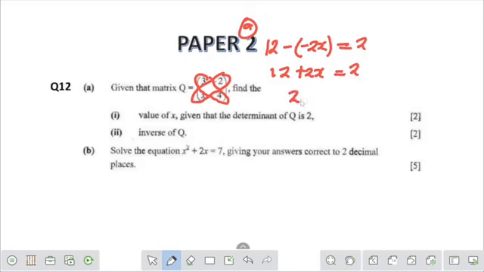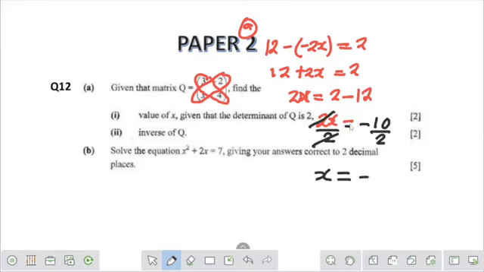So we have 2x equal to 2 minus 12. So this 12 will go to where 2 is. So finally we are going to have 2x equal to 2 minus 12, this gives us a negative 10. So we need to divide by 2. When you divide by 2, this and this will cancel. X is equal to negative 5. So this is the value of x.